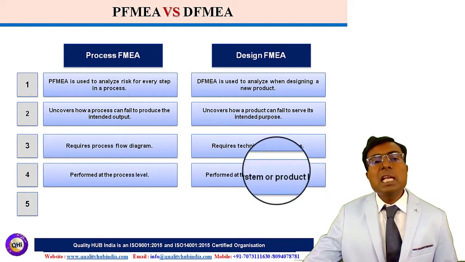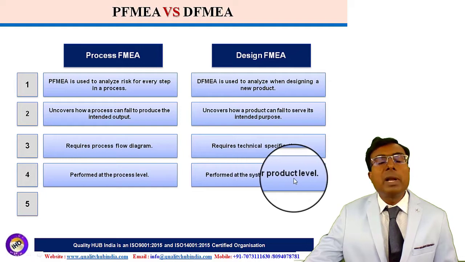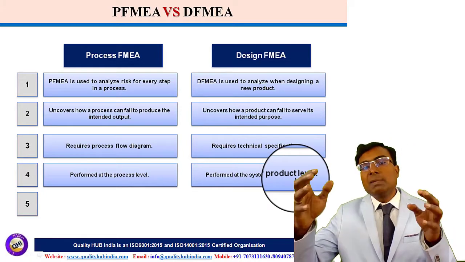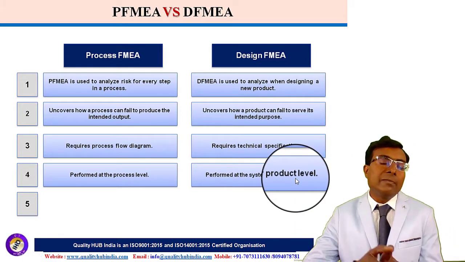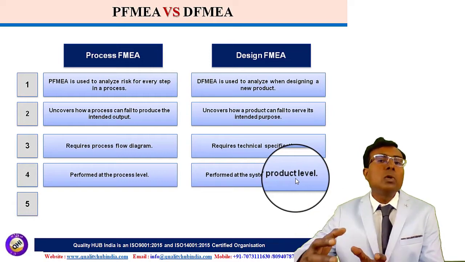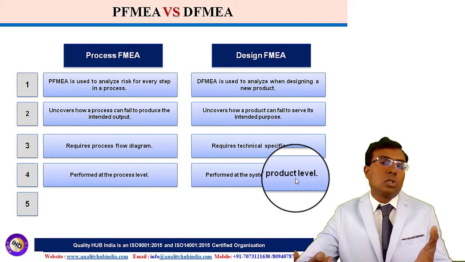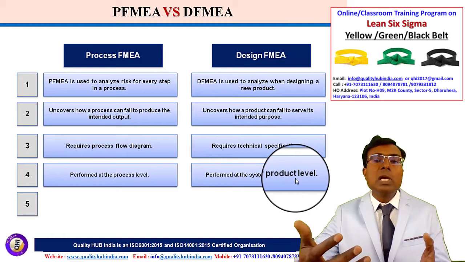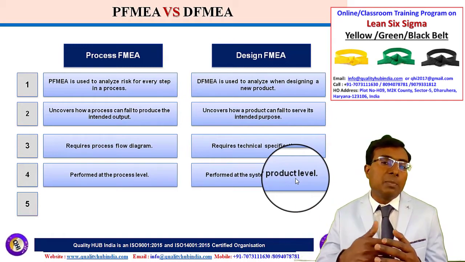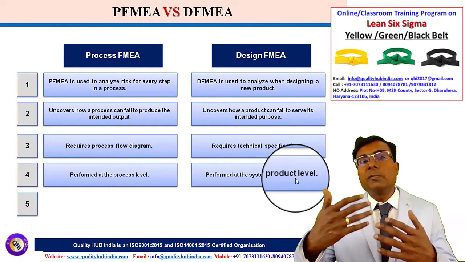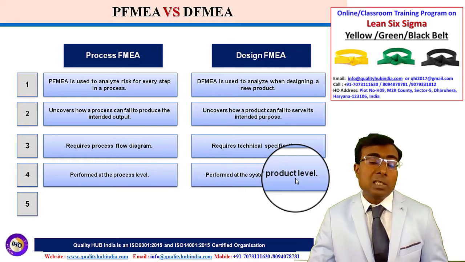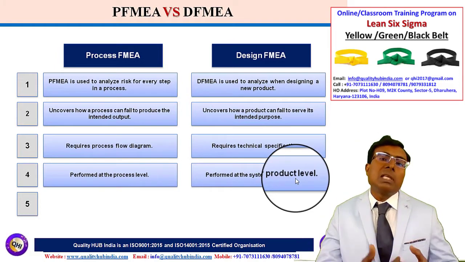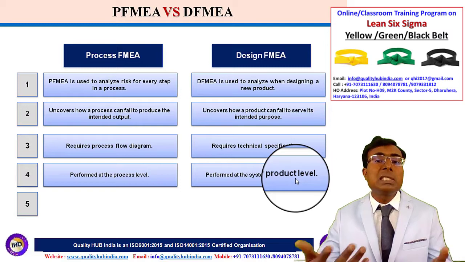While in DFMEA, we explore the performance at the system level or at product level. That means if the final product is going to get fitted somewhere, how it could fail or what could be the failure modes. For example, if a vehicle is going to get started, whether it is going to get started properly or not, whether it is going to perform at the desired level of expectation or not. If we talk about a motor, whether the motor is going to deliver required efficiency or not.